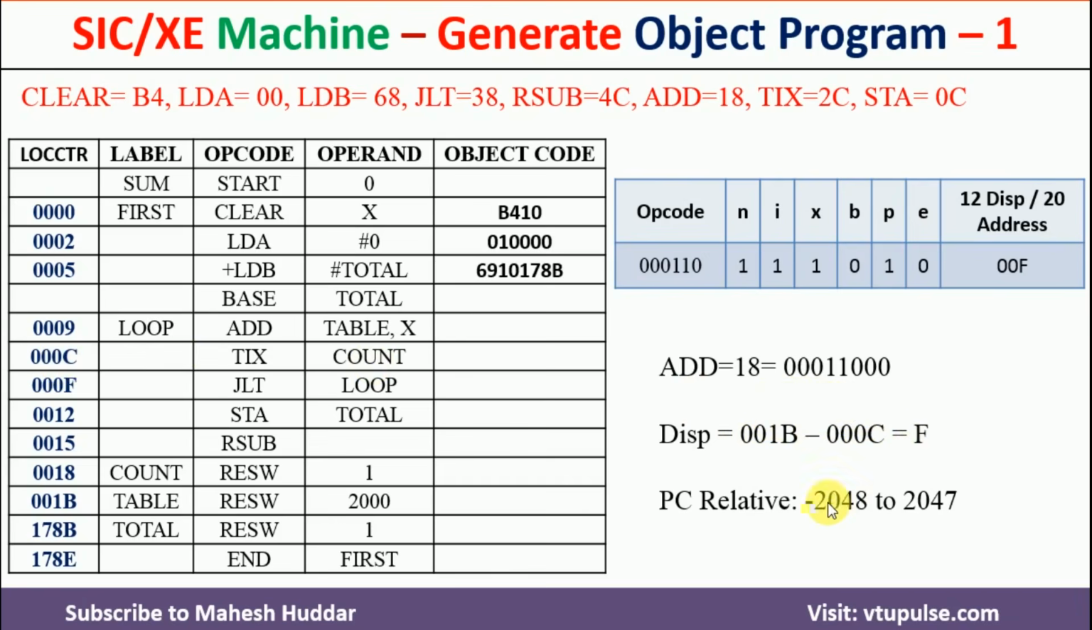This F is present in this range, that is minus 2048 to 2047. Because it is present in this range, we assume that the given instruction is program counter relative addressing mode, not base relative addressing mode. So p will be set to 1, b will be set to 0 here. Now what is the displacement we got? F here. So we need 12 bits of displacement, so we will write 00F. This 0 is 4 bits, this 0 is 4 bits, F is 4 bits here.